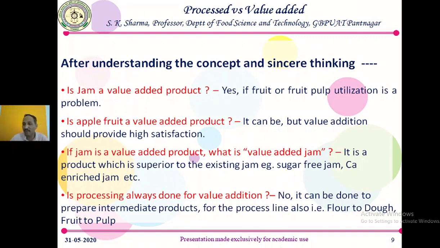Then fruit to pulp, again pulp is also not a finished product, because we don't consume pulp, nobody buys pulp. The consumer doesn't buy pulp. Pulp is a product which is there for the industries to process it further to get some other products. So pulp is not a finished product. Processing may be done to get some other products also, but value addition will be done to get a product which will be utilized by a consumer.